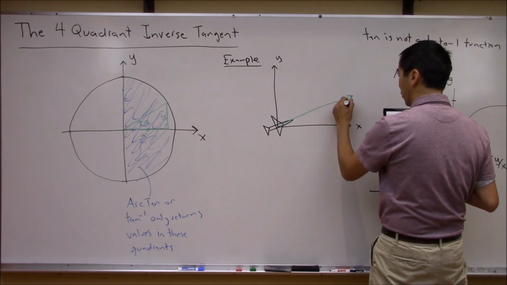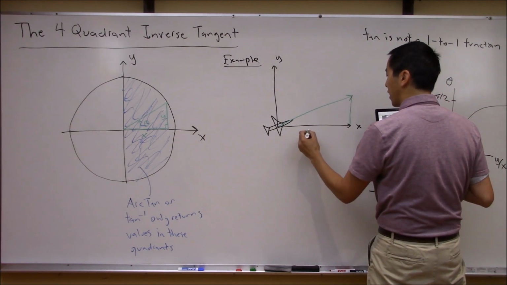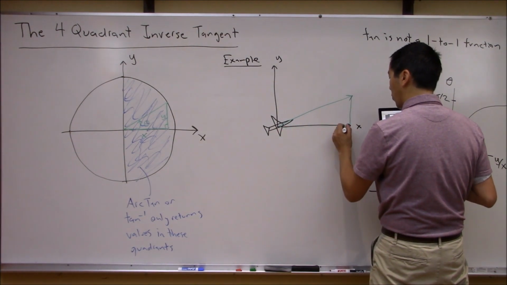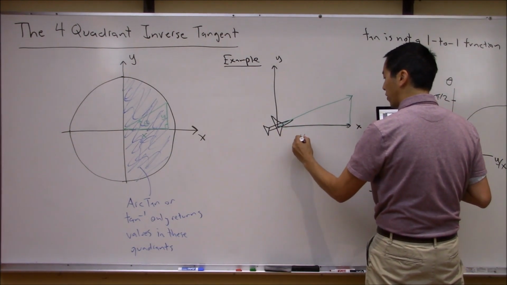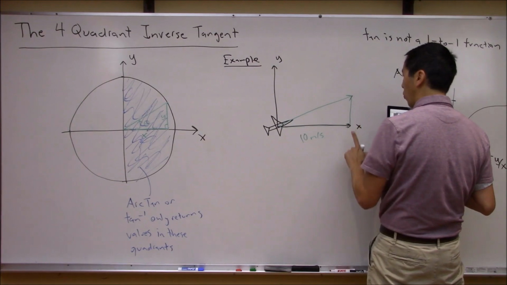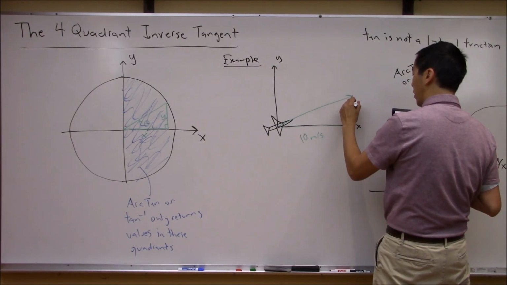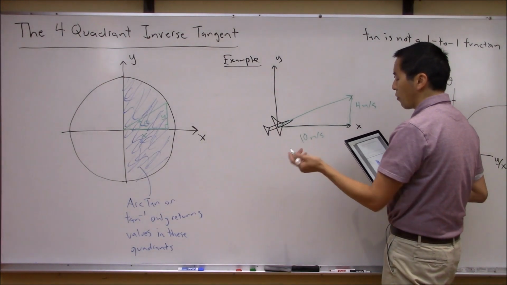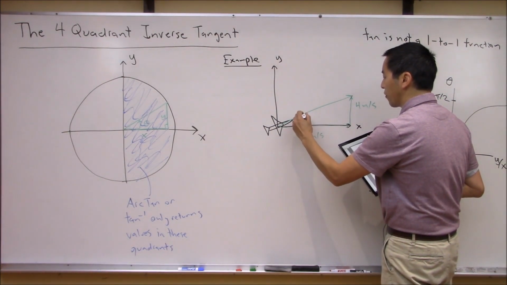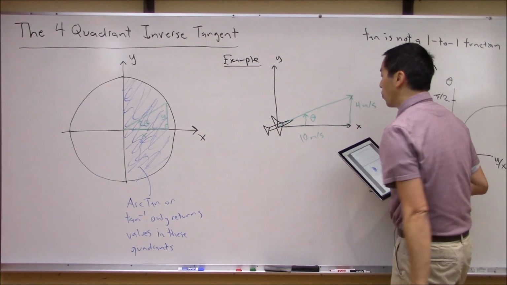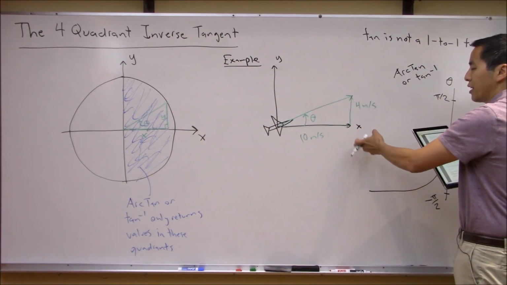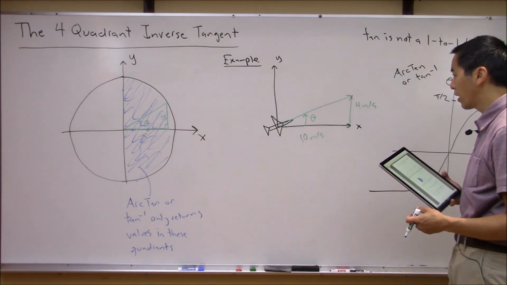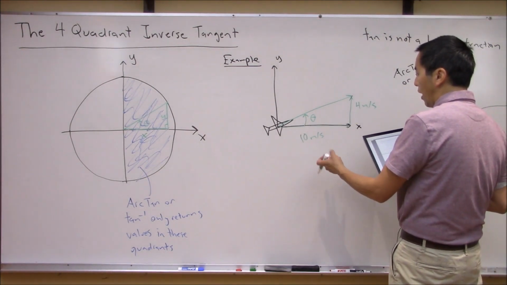And for giggles, let's make something up. Let's say that it's got an X component of velocity of, say, 10 meters per second and a Y component of velocity of, say, 4 meters per second. Okay, and now what I want to understand is what's the angle that this velocity vector makes with the horizontal, or the east direction, however you want to think about this, right? Okay, so how are we going to do this?